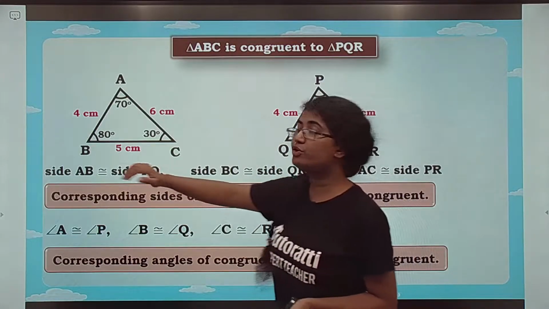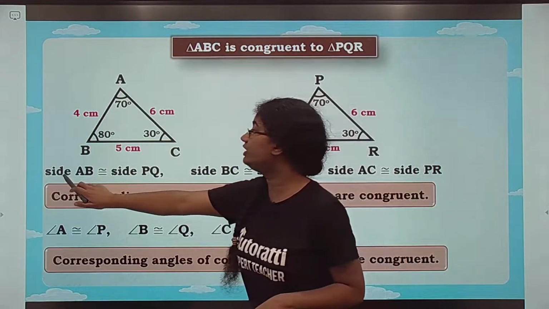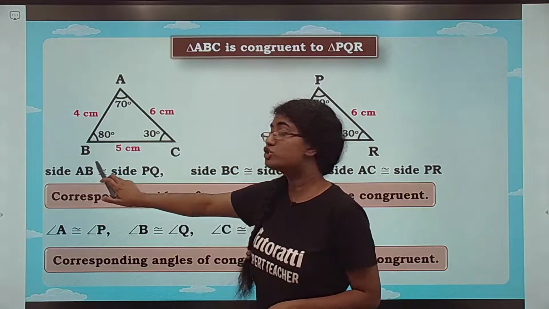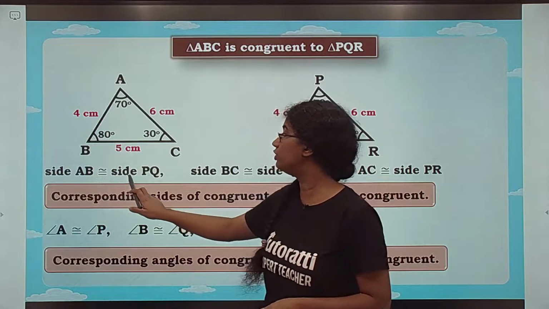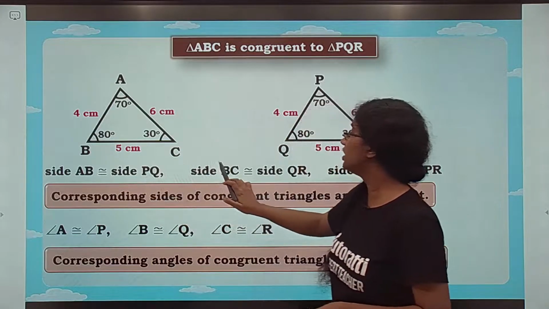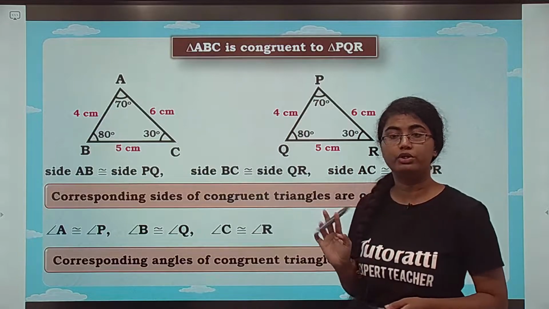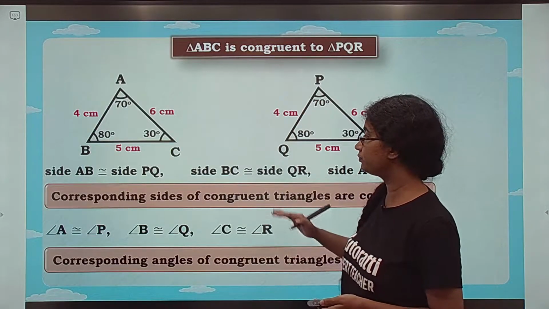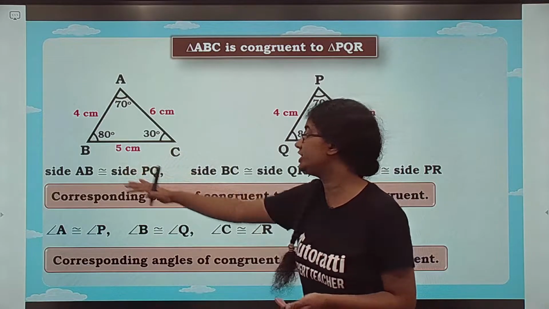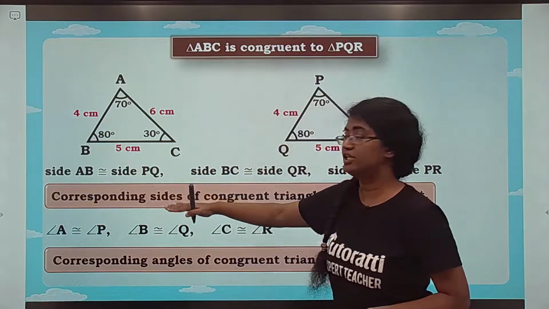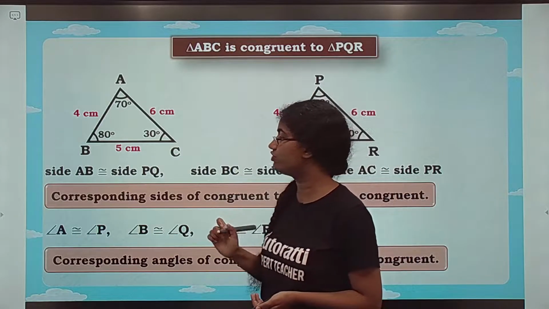Okay, so when you write it down mathematically, you write it as side AB is congruent to, now pay attention to the sign, side PQ, side BC is congruent to QR and AC is congruent to PR. Alright, now let's come to the angles. This is about sides. These sides are known as corresponding sides of congruent triangles.